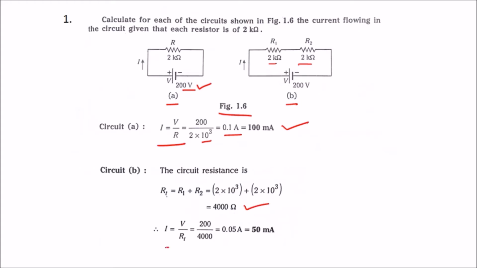So we know the relation I is equal to V divided by R. Here again V, the voltage supply, is 200 volts divided by the series resistance value, which is 4000 ohms. So the value is 0.05, which can be written as 50 milliamps.